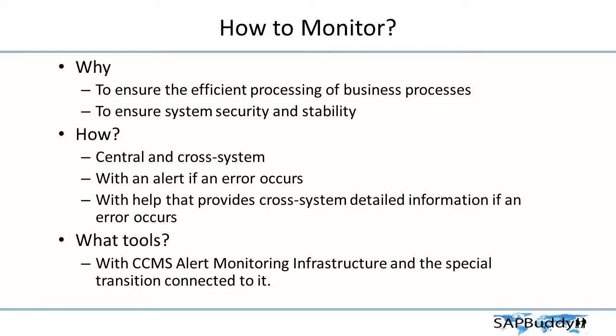Okay, that is the interesting part of CCMS, and it also helps to provide information on the cross-system landscape. When an error occurs, for example your RFC calls and a lot of synchronous RFC which are not performed, this kind of information you can monitor using CCMS. And the tool which we use for this is of course the CCMS alert monitoring infrastructure, to monitor the entire system landscape. This is a way we can monitor the SAP system.